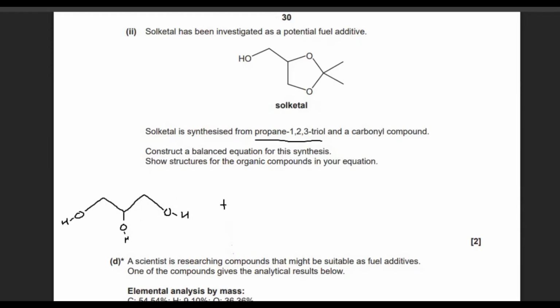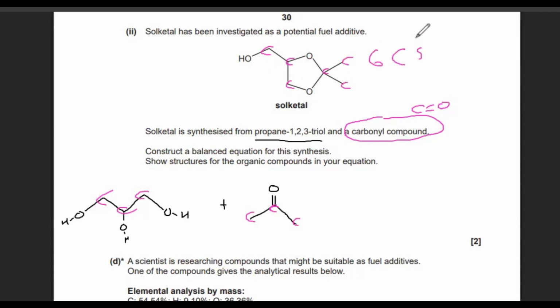That's propane-1,2,3-triol. Now we're going to add a carbonyl compound, and propanal is going to be the most suitable one to add. I'm going to show you why we know. It said carbonyl compound, so I know it has to contain the carbonyl group, C double bond O. Count up the carbons in propane-triol: 3. Our final product, solketal, has 6 carbons. So I knew it's a carbonyl compound with 3 carbons.